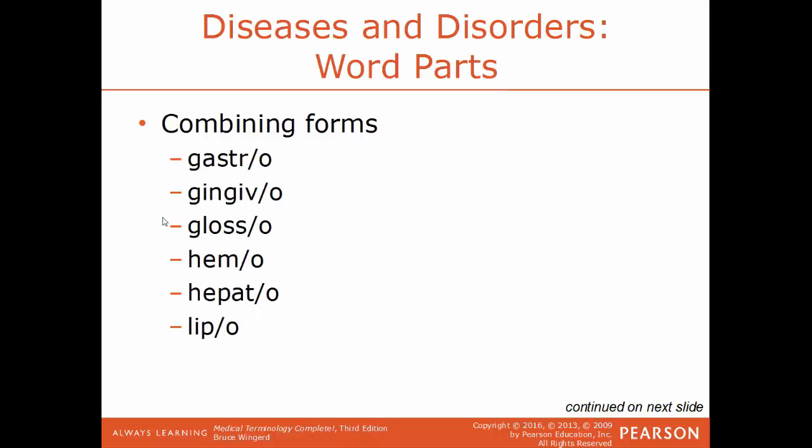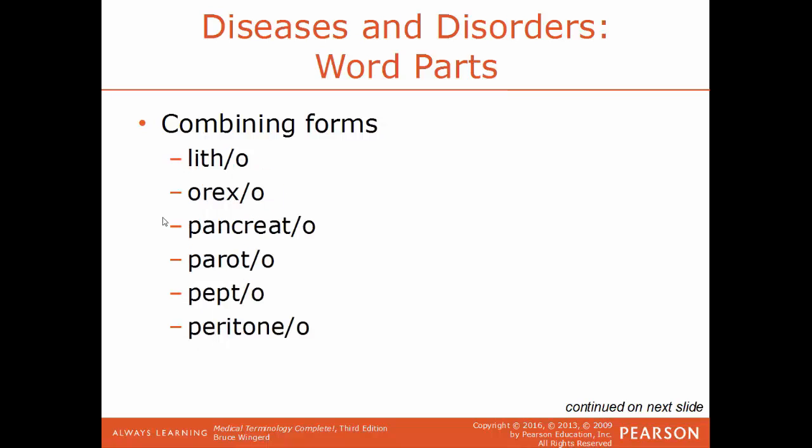Gastro is a reference to the stomach. Gingivo is a reference to the gums. Glosso is a reference to the tongue. Hemo is a reference to the blood. Hepato is a reference to the liver. And lipo is a reference to a lipid or a fat. Litho is a reference to a stone.